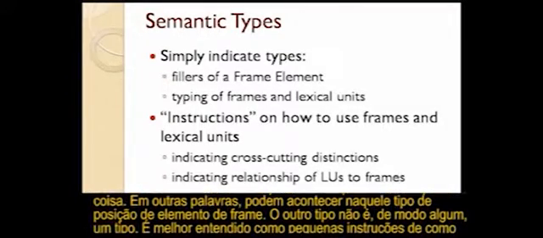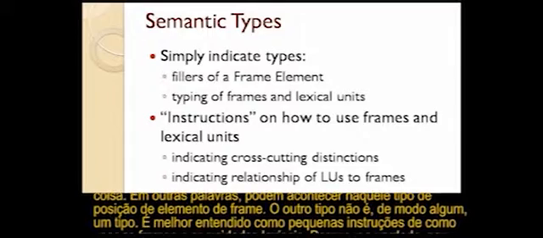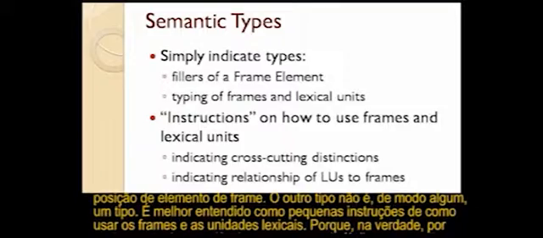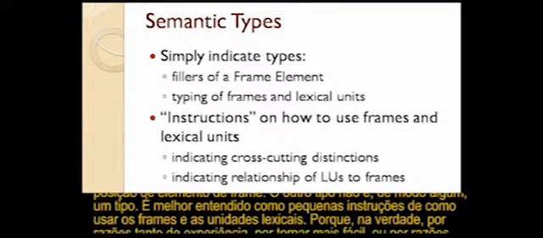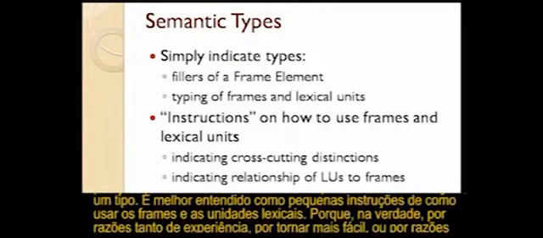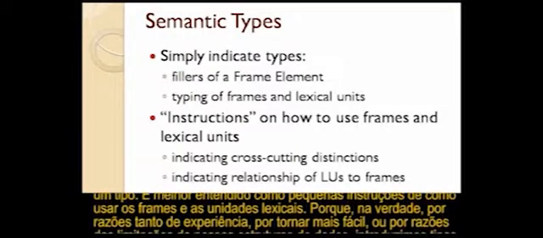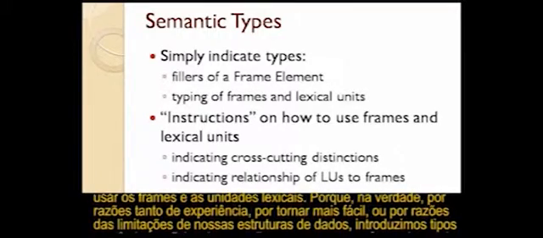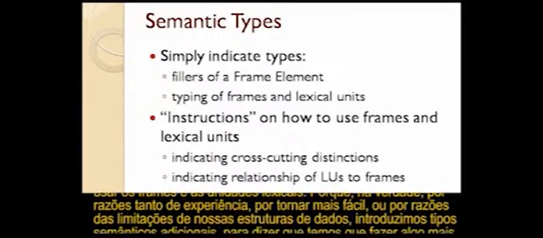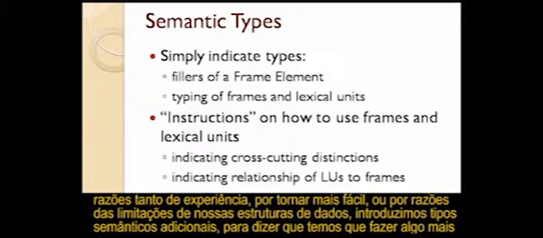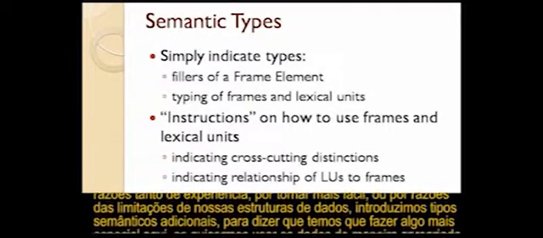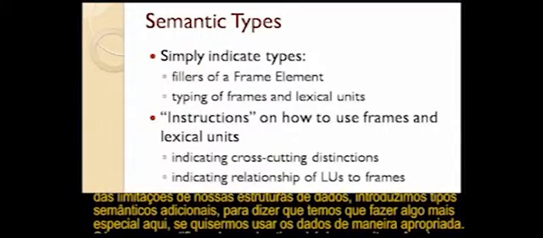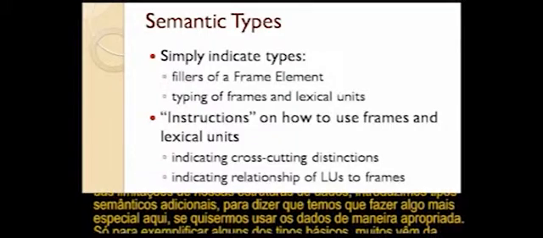And the other kind of type is not a type at all. It is really best understood as sort of shorthand instructions on how to use frames and lexical units. Because actually, for reasons of either expediency, just because it makes it easier, or for reasons of limitations of our data structure, we have introduced some additional semantic types to say, actually, you have to do something special here if you want to use our data properly.